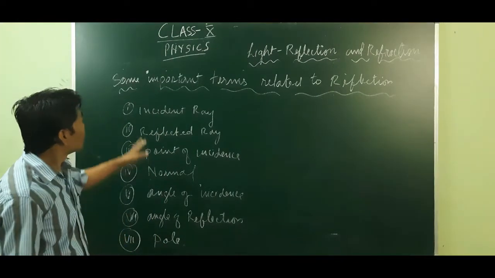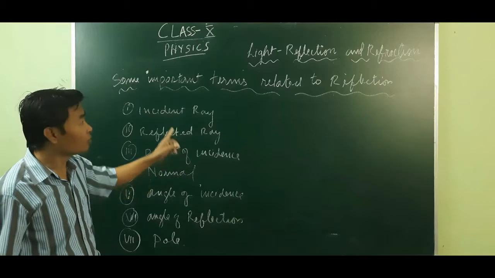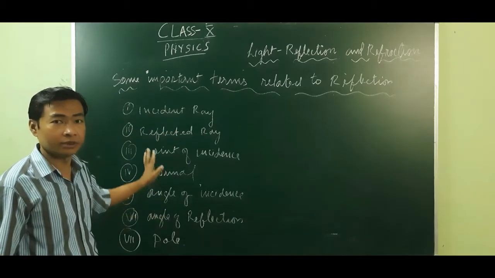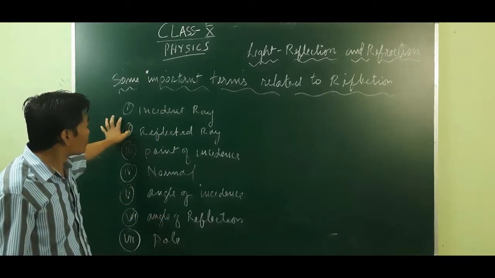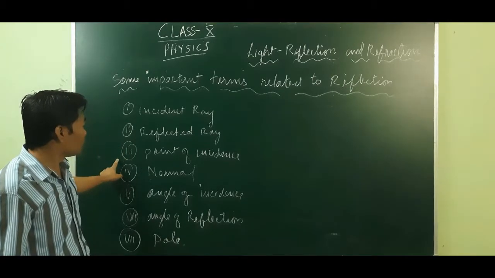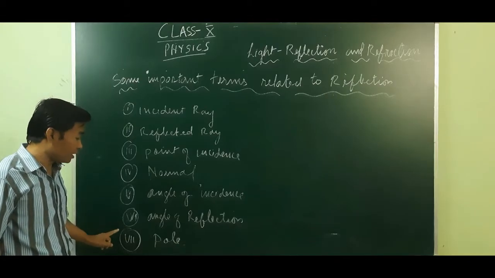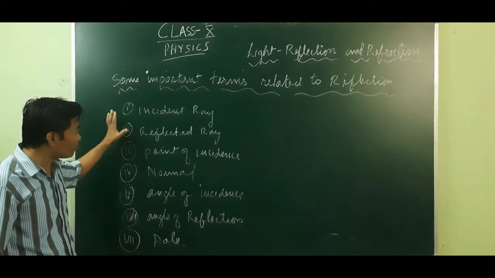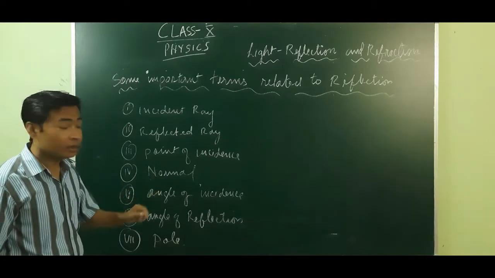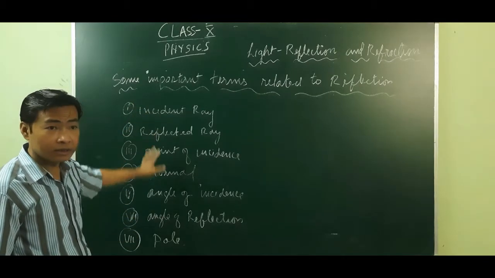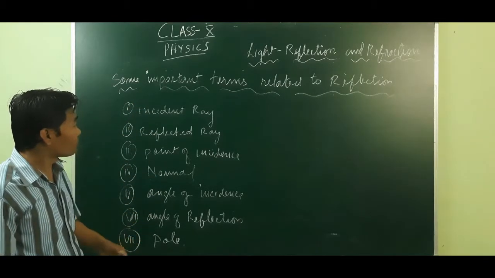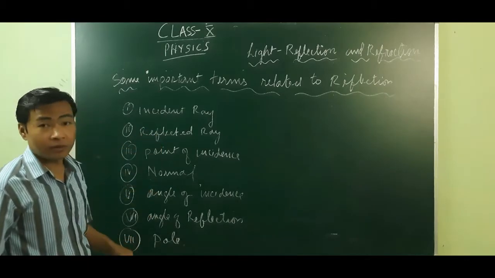Now, some of the important terms related to reflection are very important that you need to remember. Incident ray, reflected ray, point of incidence, normal, angle of incidence, angle of reflection, and the pole. So these are all the important terms related to reflection. Now we'll see all these terms one by one. Now, incident ray. What is an incident ray?